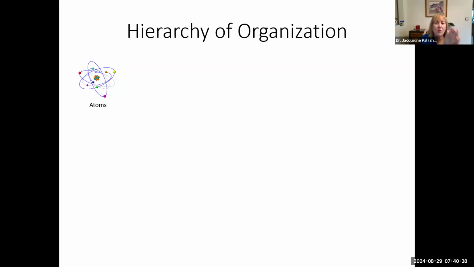So we're going to start with atoms. And from the atoms, we are going to build molecules. This is an example of a water molecule. It looks kind of like Mickey Mouse ears, right? That's how you can recognize it as water.